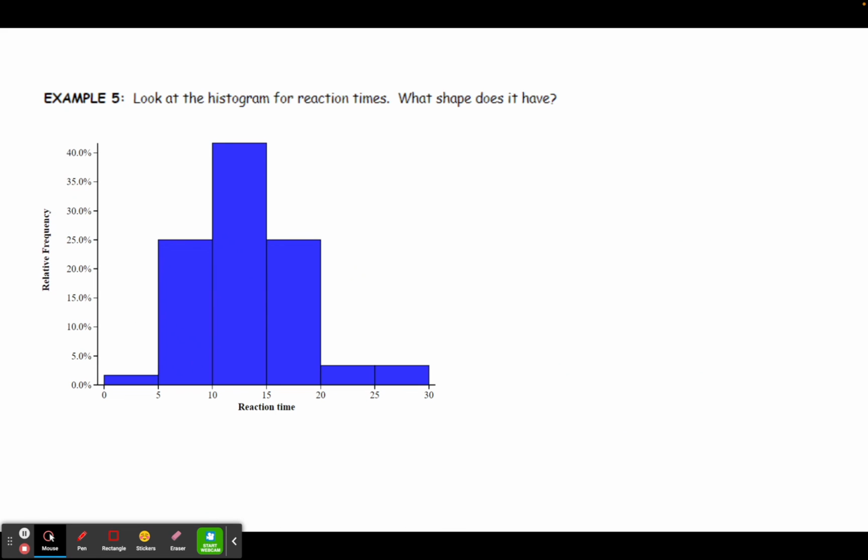So this is the histogram that we made earlier for reaction times. And the question is asking us, what shape does this graph have? Even though it's not perfect, I mean, the peak in this graph is not exactly in the center, it does have a pretty symmetric shape where it's taller in the middle, lower on the ends. So we would say in this case that this graph is symmetric and unimodal. And one thing that you can do also is you can throw in the word approximately symmetric there. That will kind of soften your language in case it's not perfect.